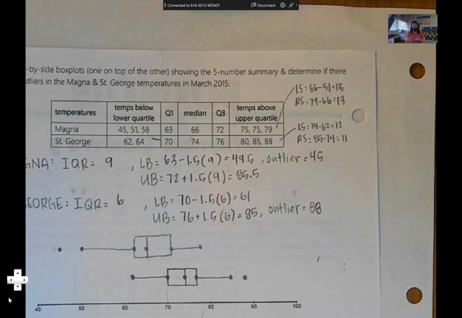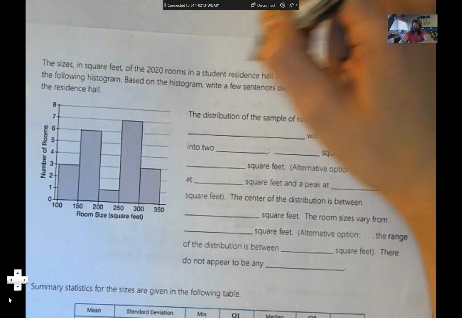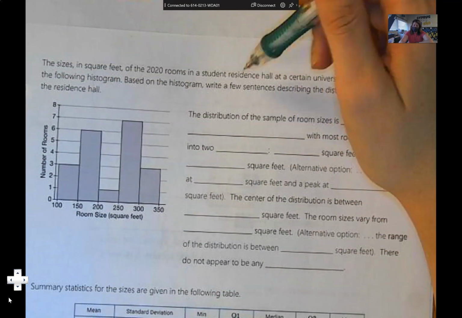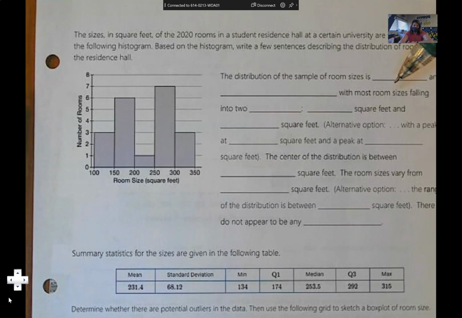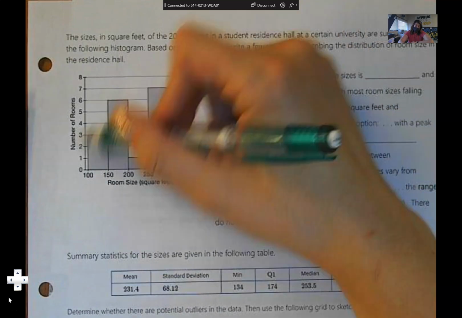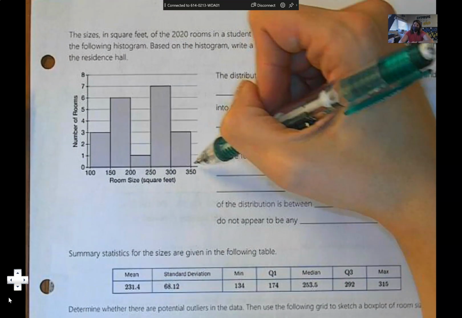You're okay there? Okay. Let's move on to the page that I brought you while you were working. It has a histogram on the front side. The sizes in square feet of the 2020 rooms in a student residence hall at a certain university are summarized in the following histogram. Based on the histogram, write a few sentences describing the distribution of room size. Okay, there's definitely a bimodal situation going on here. Would you agree? We have rooms that are smaller, between 100 and 200, and then a bunch of rooms that are bigger.